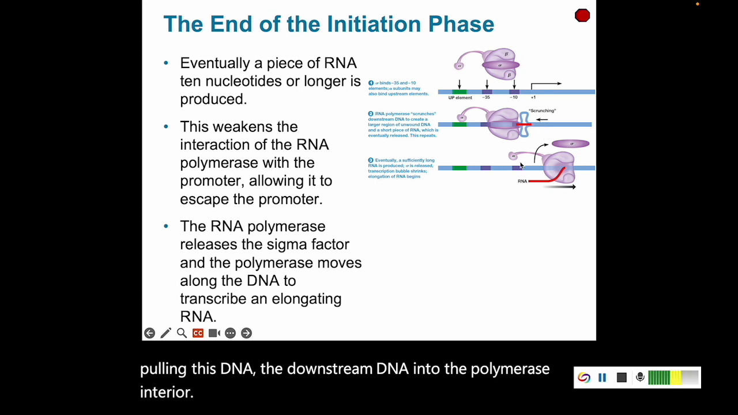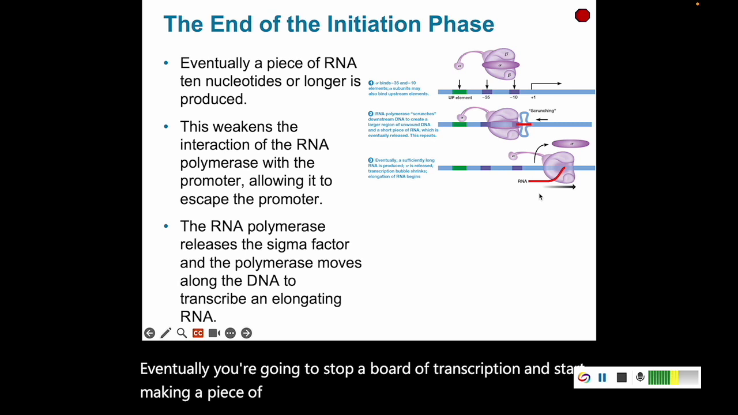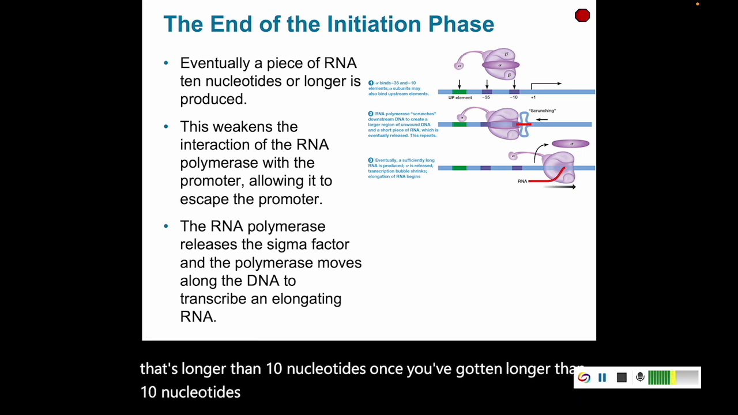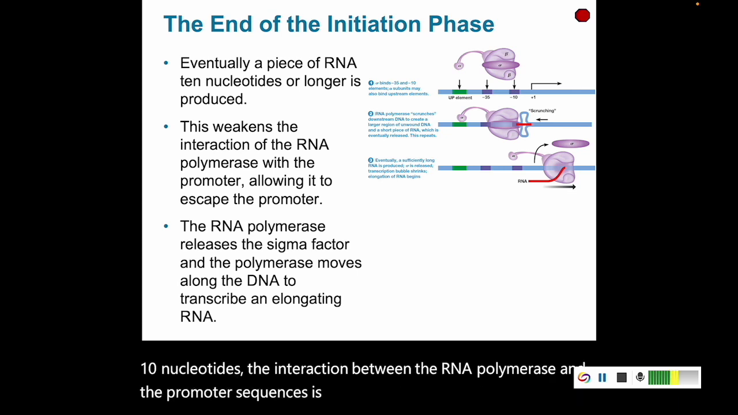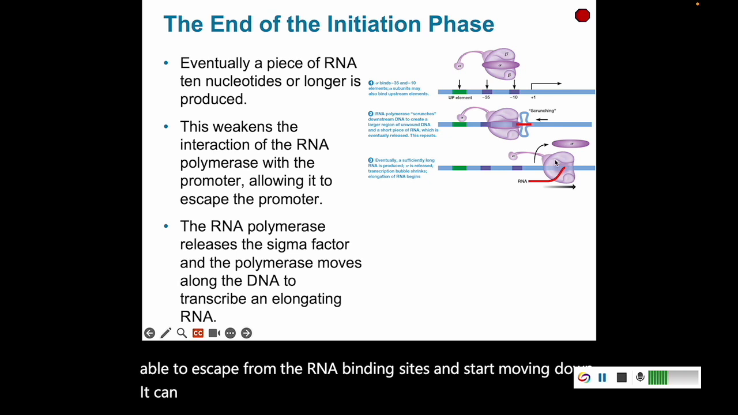Eventually, you're going to stop abortive transcription and start making a piece of RNA that's longer than 10 nucleotides. Once you've gotten longer than 10 nucleotides, the interaction between the RNA polymerase and the promoter sequences is weakened, so that RNA polymerase is able to escape from the promoter binding sites and start moving down. It can release a sigma factor and just keep moving along the DNA molecule, adding pieces of RNA as it goes.